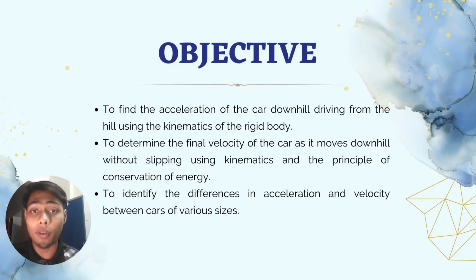Okay, so I will continue with the objective. For the first point, to find the acceleration of the car downhill using the kinematics of the rigid body. The second point, to determine the final velocity of the car as it moves downhill without slipping, using kinematics and the principle of conservation of energy. The last point, to identify the difference in acceleration and velocity between cars of various sizes.